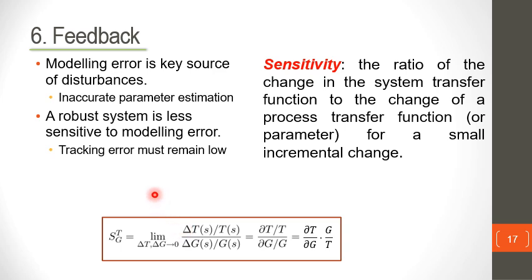This can be summarized by this equation, and we see that S_T^G, that's how sensitivity is written, the sensitivity of t with respect to g, will be equal to the partial derivative of t divided by t over the partial derivative of g divided by g.